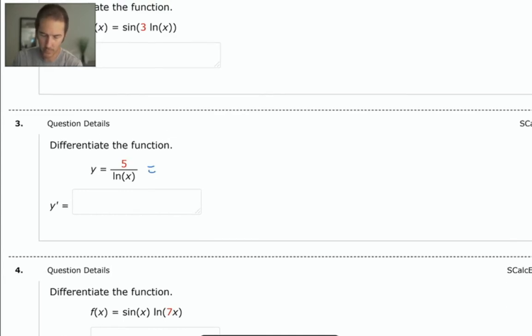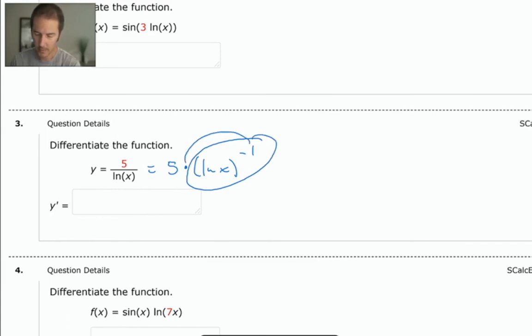Your other option is to rewrite this as 5 times the natural log of x to the negative first power. So you could use the power rule and the chain rule. You could try doing it both ways and see if you get the same answer both ways. It should work. Just remember that when you use the power rule here, the negative 1 is going to multiply out front. You'll decrease this power by 1, and then you'll still have to multiply by the derivative of the inner function, which is the natural log of x.